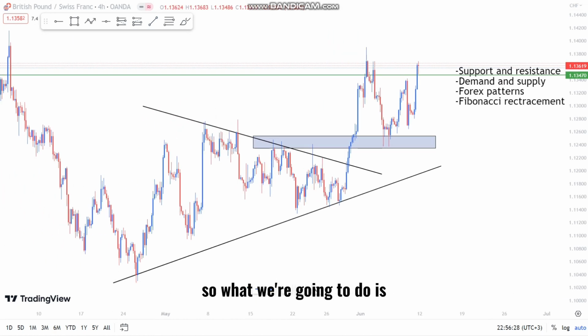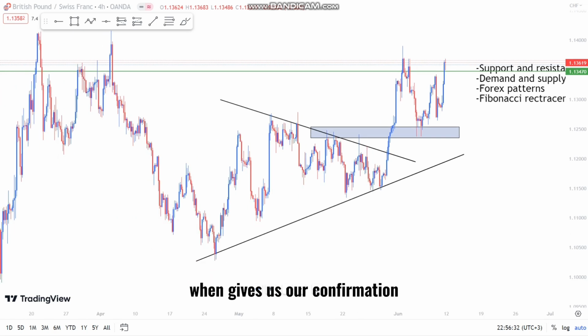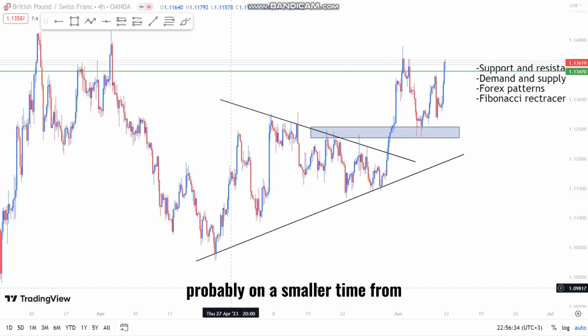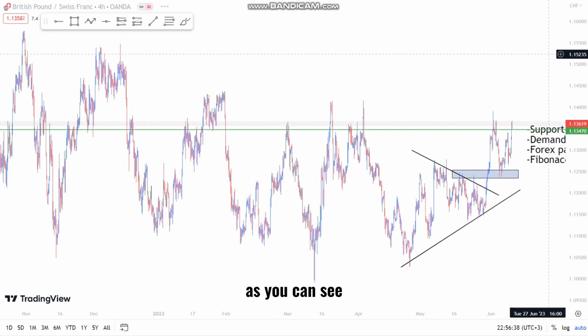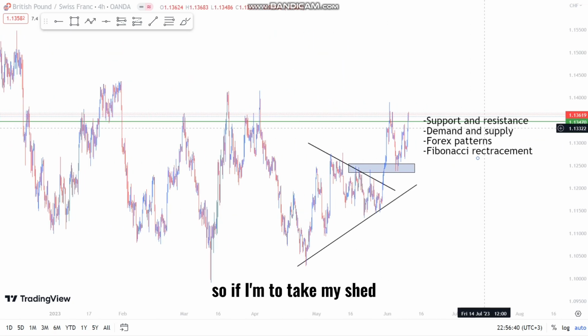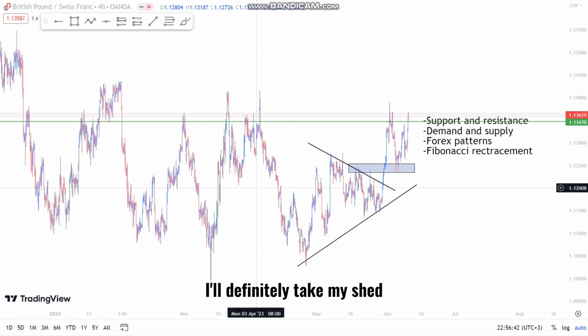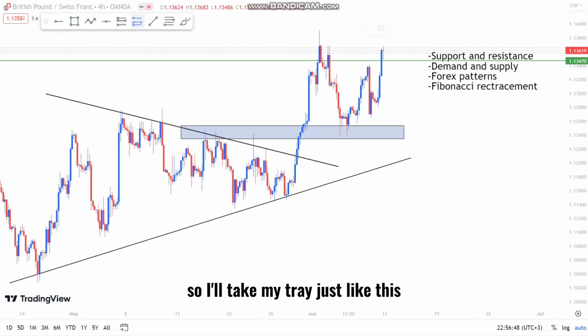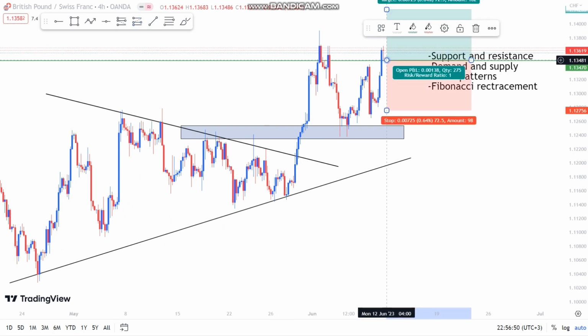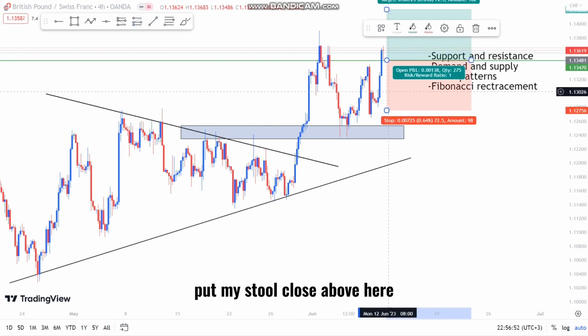We're going to take this trade when it gives us our confirmation, probably on the smaller time frame. But when I zoom out just like this, you're going to see that we need price to push to the upper side, as you can see. If I'm to take my trade, I'll definitely put my stop loss just below like this. So I'll take my trade just like this and put my stop loss above here.